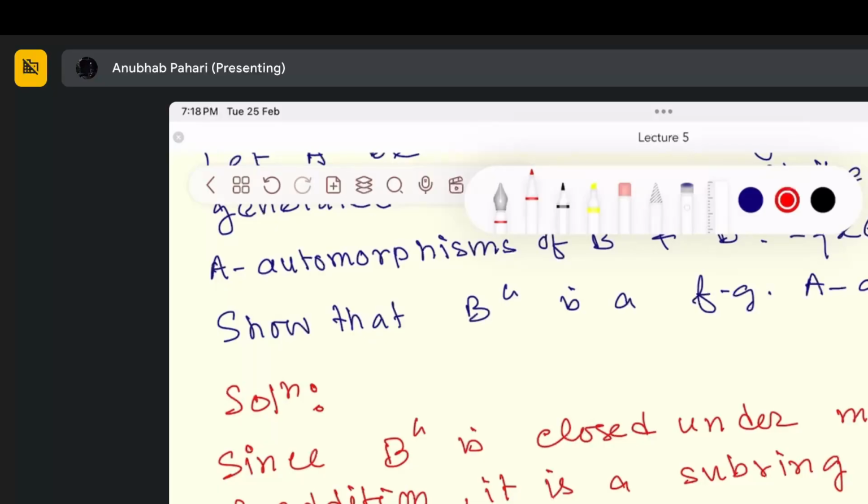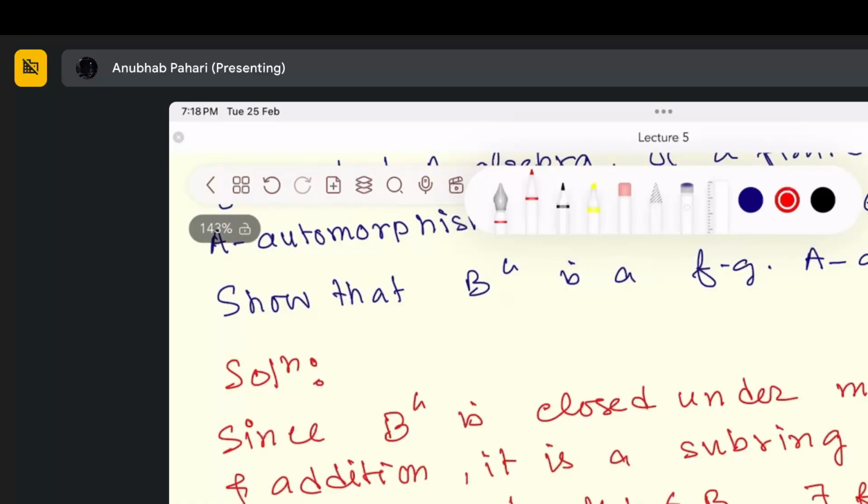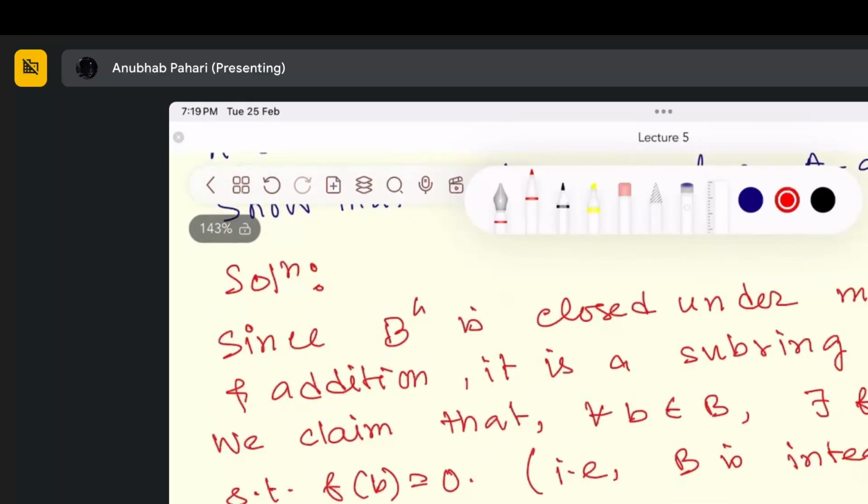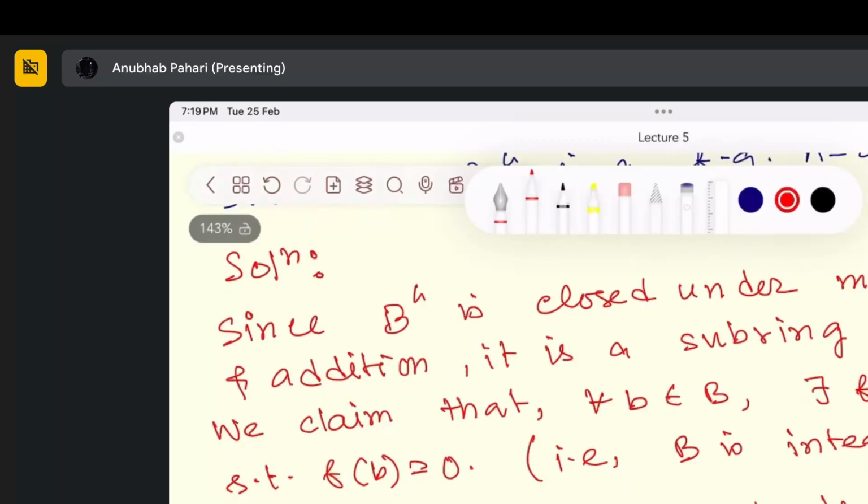So the action of G on B extends in a natural way to an action of G on B[T], where G acts trivially on T and acts on the coefficients as the action on B.